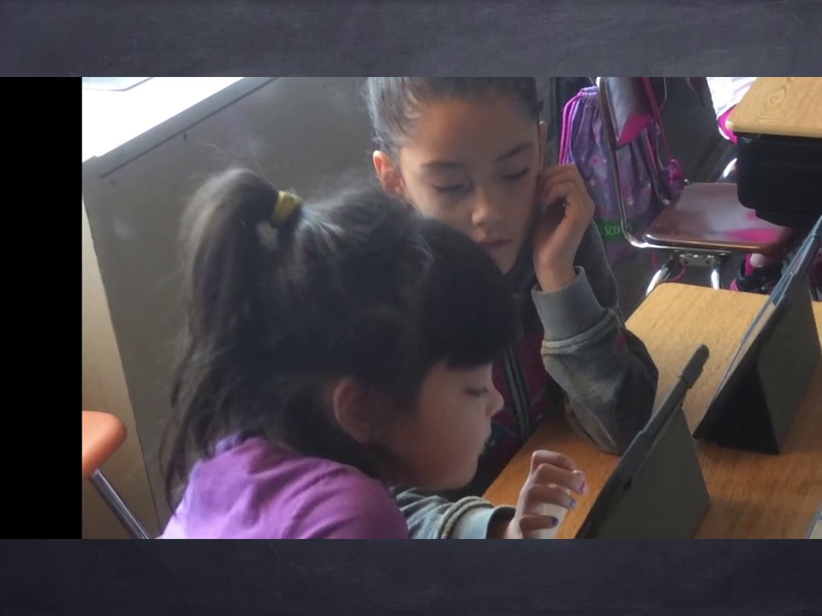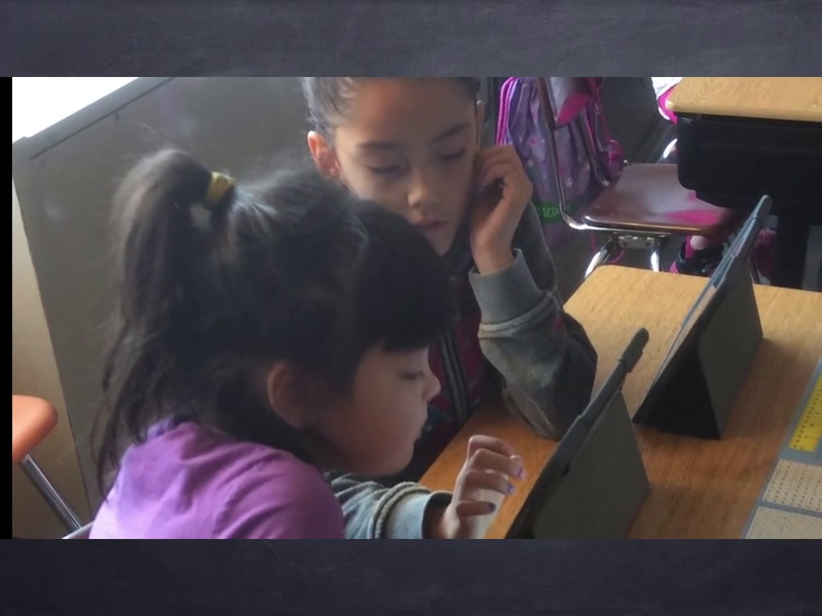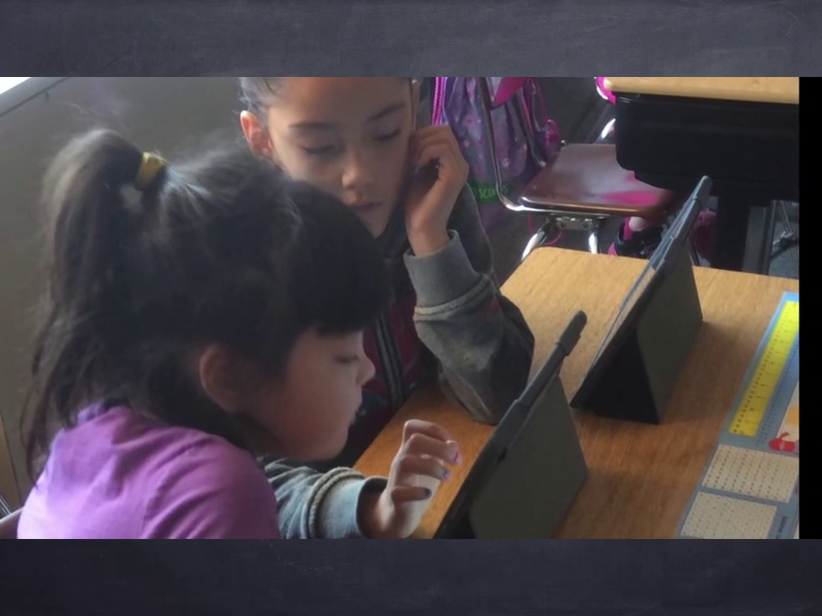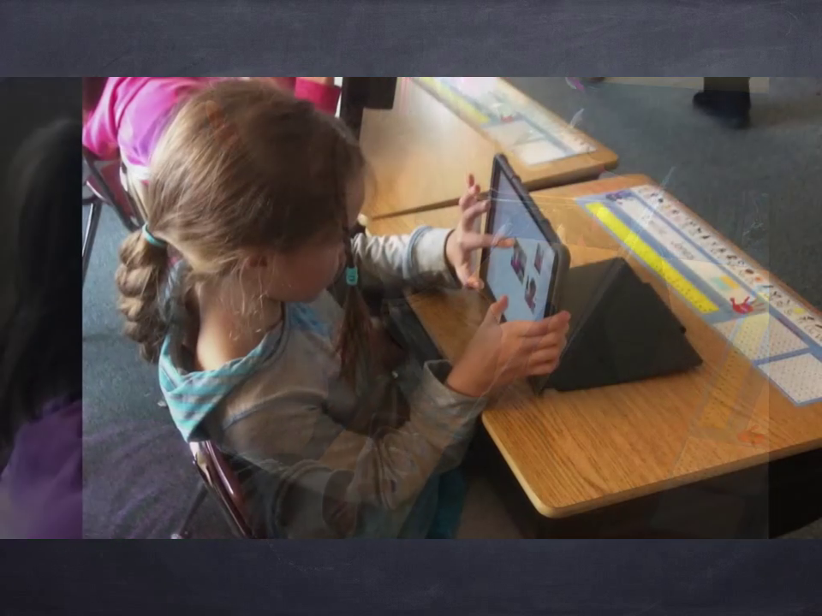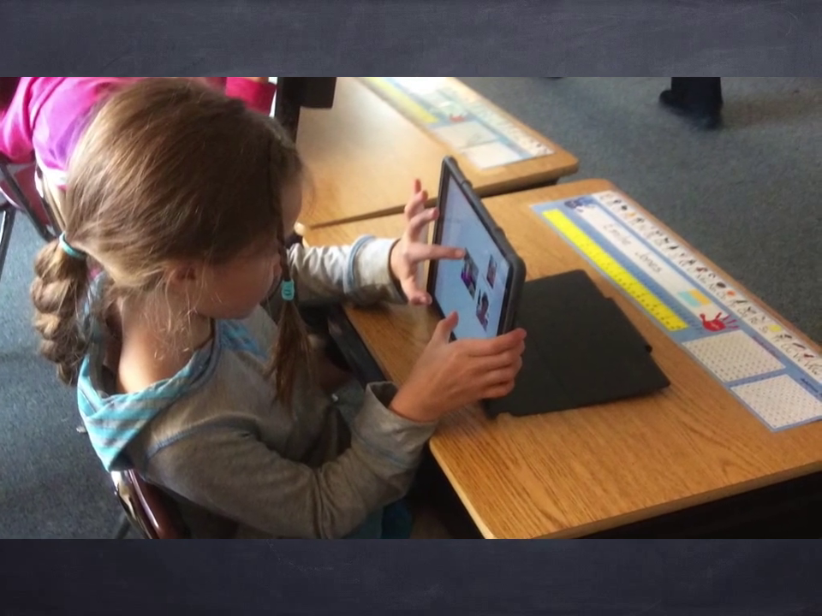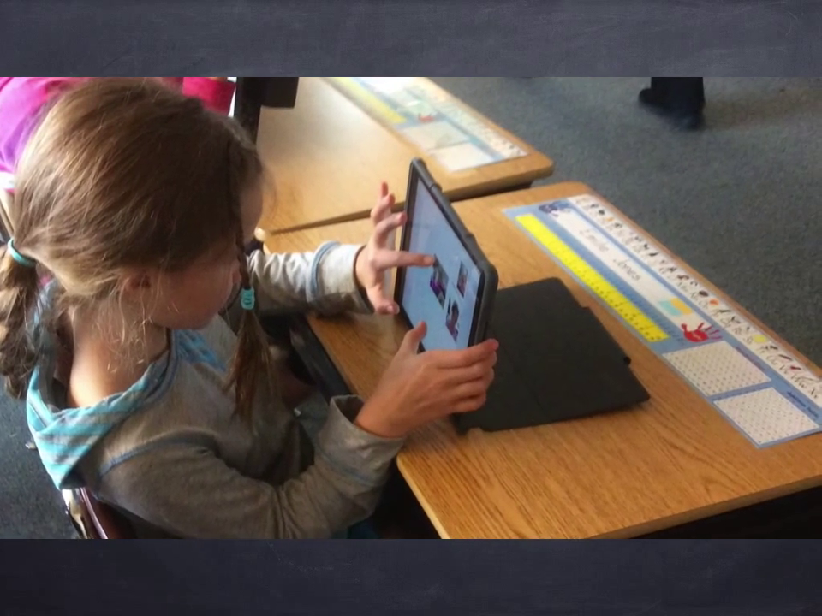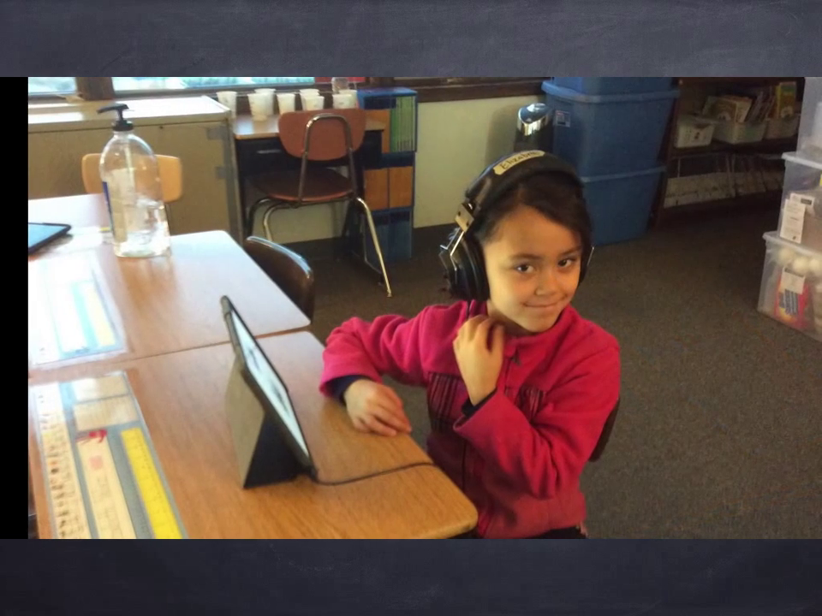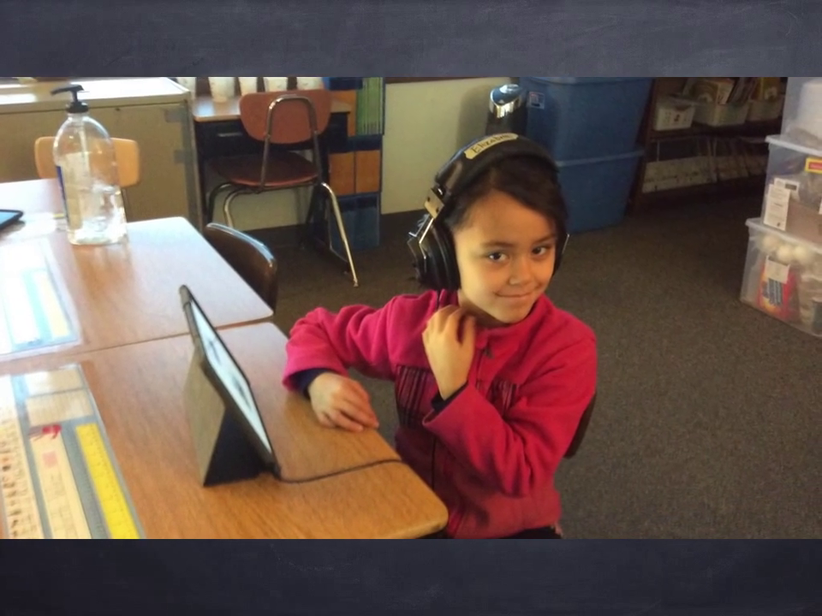In the past, when we only had one cart of mini laptops for the whole school, my students only had access to them about once a week, and it was mainly then used for interventions. But now, each student has their own iPad, and we can go on them whenever needed.